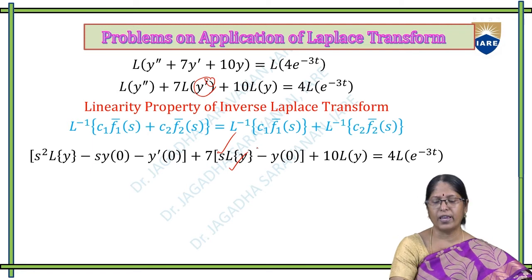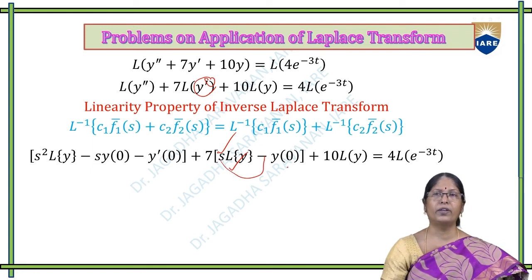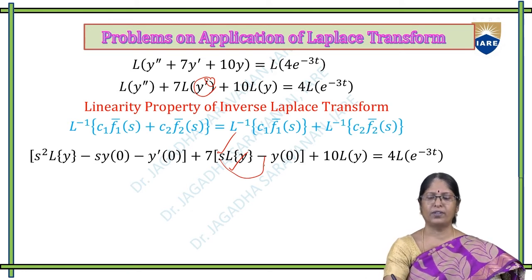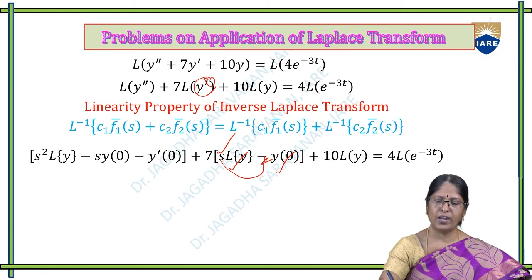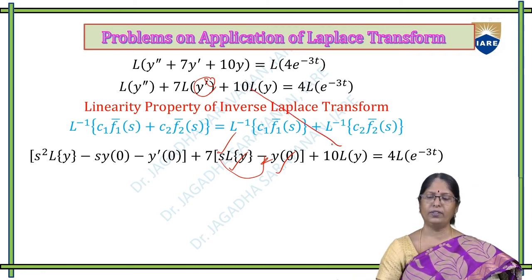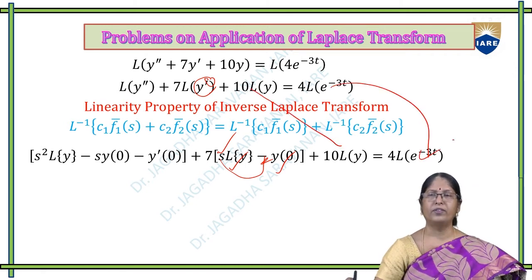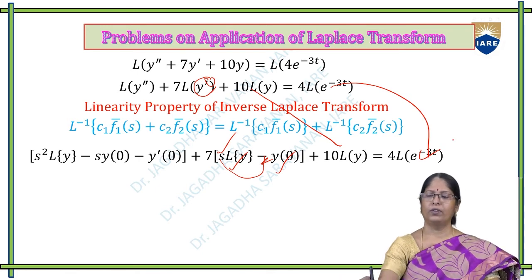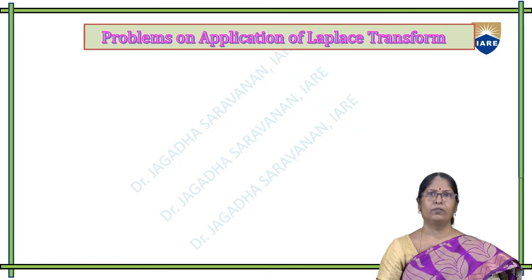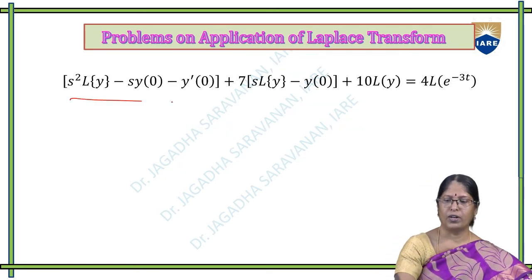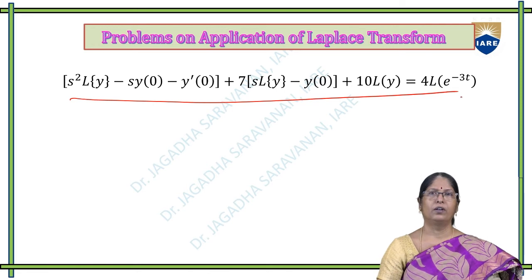We know this is s power 1, s is going on decreasing. Then next is s power 0, that is the reason it is treated as 1, it is not written here. Y of 0, fine. This 10 L of y is written as it is, and the right side we have written the same way. So the last step, once again, we have put it here.